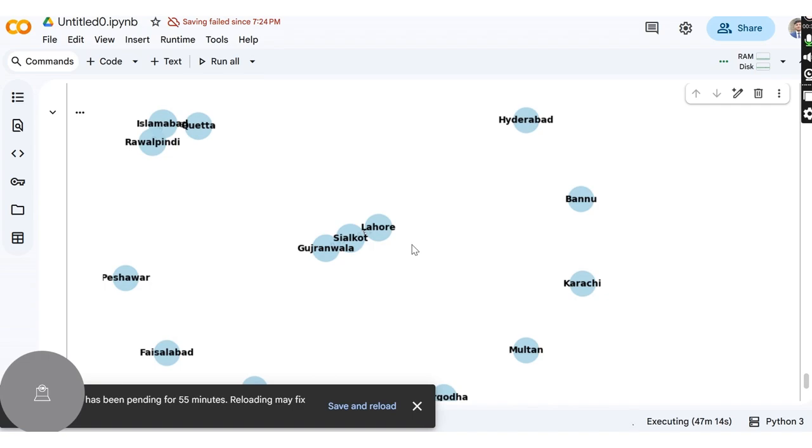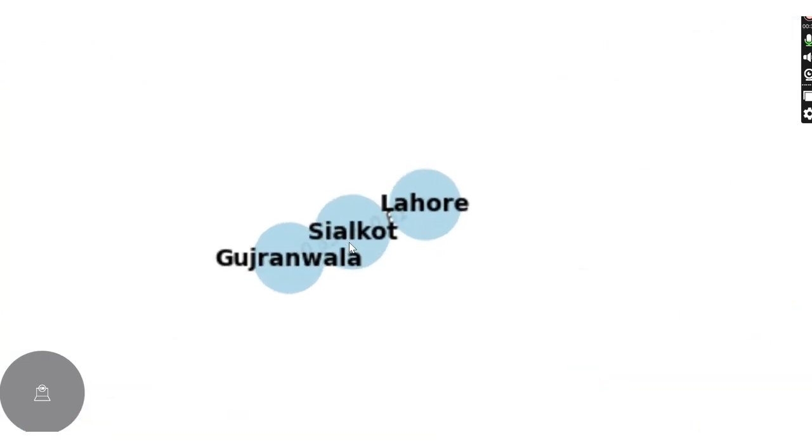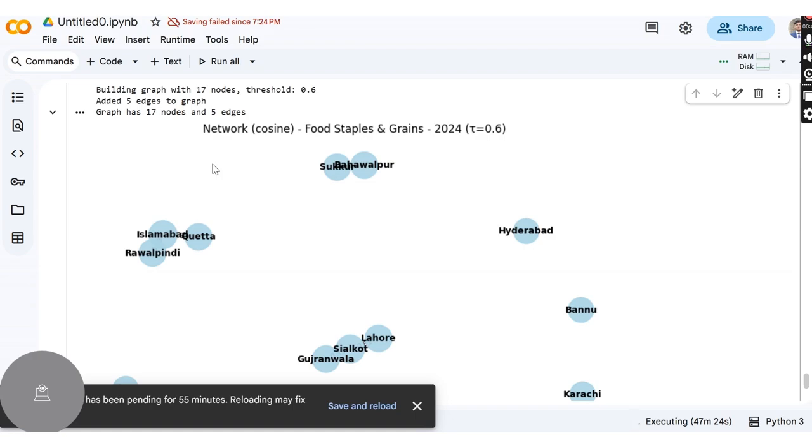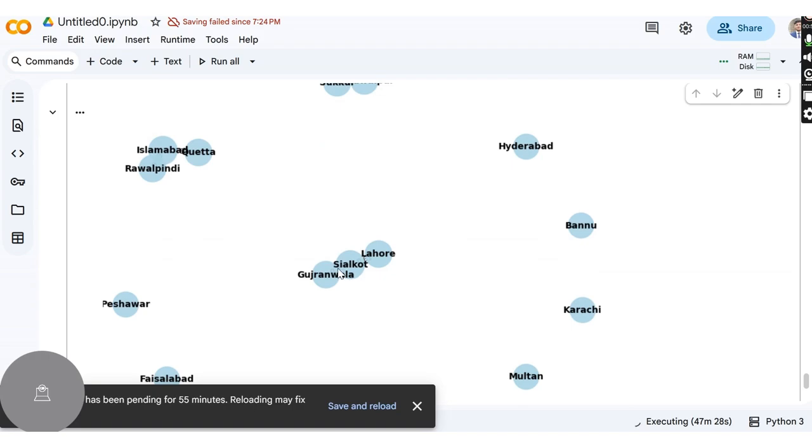Here you aren't able to visualize all the edges, but there are edges between these nodes which aren't visible because of the large size of the node. But here you can see at 0.6, Islamabad, Quetta and Rawalpindi together, Sukkur and Bahawalpur together, and Lahore, Sialkot and Gujranwala together.